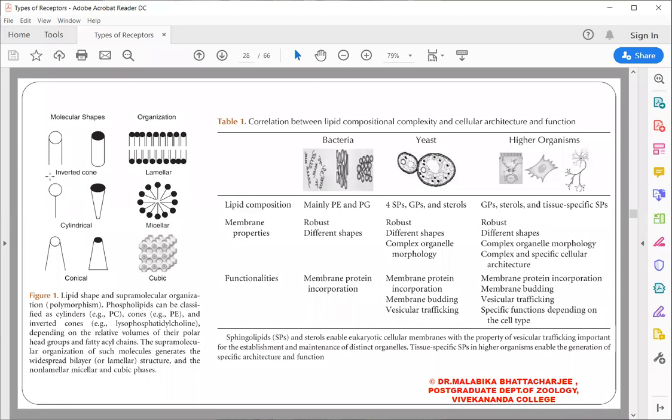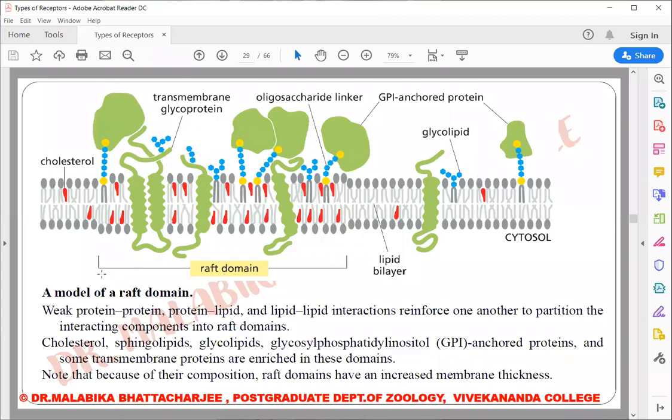And these are the molecular shapes of the lipid molecules. This is just a picture. And I'm moving on to an area which is not a part of your syllabus, but I thought of touching it. That is the model of a raft domain.